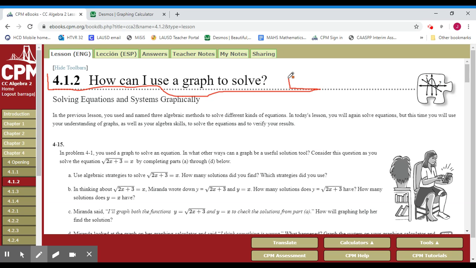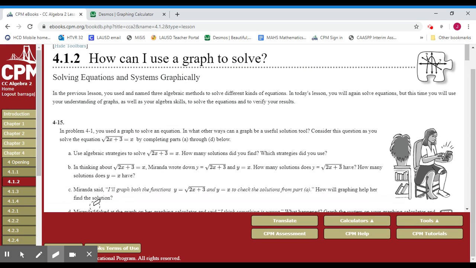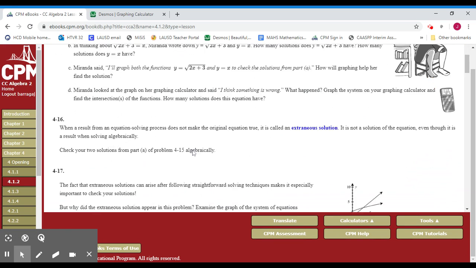Can you guys start a new page in your notebook? Use Cornell Notes. Here's your title for 1-2. How can I use a graph to solve? So we're looking at solving equations, right? We're using a graph. So let's go down to the problem we're going to look at.